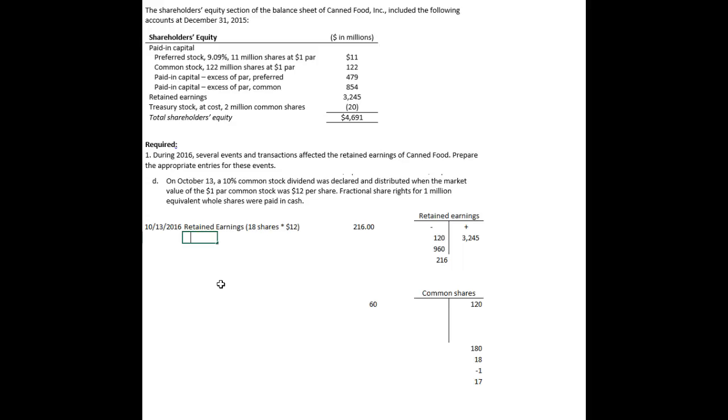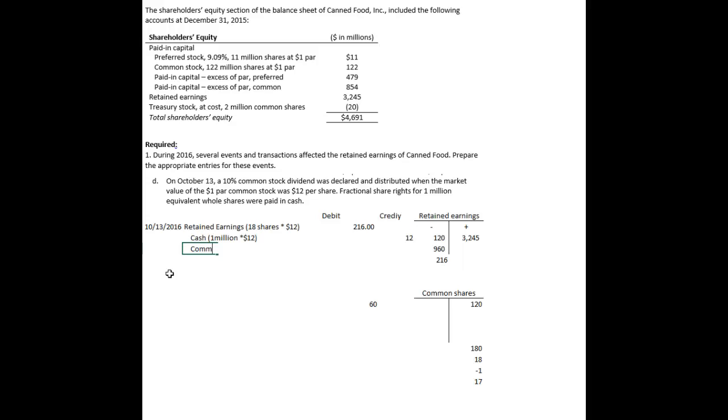However, not all of it is going to be paid in the form of stock. Remember, we're going to pay cash to 1 million fractional share rights. So if I just keep this in notation here, I have 1 million share equivalents times the $12 that the market price is per share. So some of this is going to be distributed in the form of cash. And so we're going to debit retained earnings for 216. We're going to credit cash for 12 million, and the remainder, the 17 million shares that we calculated down here, actually get distributed to the shareholders.